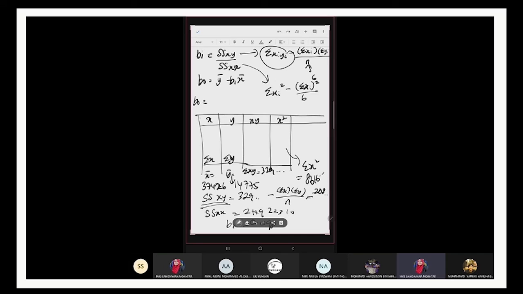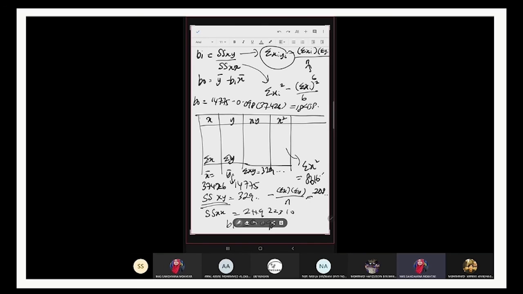You take the mean of Y, 14775, right? Minus 0.098 times 37426. So your B0 value will be about 18458 something, right? Okay. I'm talking to myself, but that's fine.